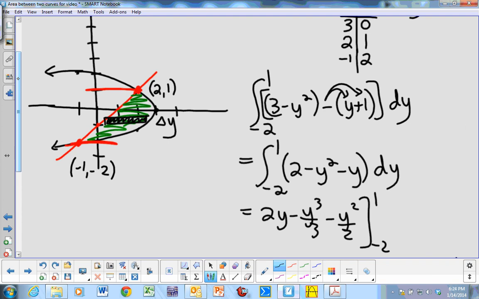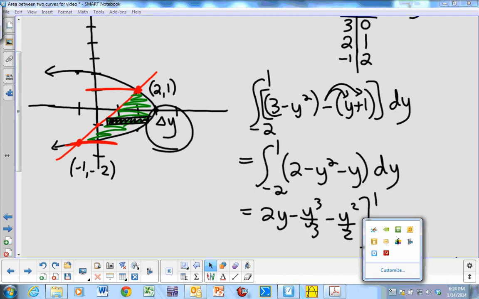So this little representative rectangle here is very important because it tells me what variable I'm going to use in the problem. And so then your functions would need to be solved in terms of that. That will become really important when we're doing volume, because that's going to tell us everything we need to know about setting it up. So there's your information on areas in the plane.